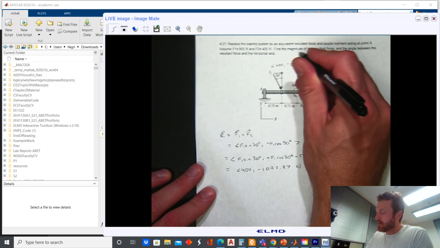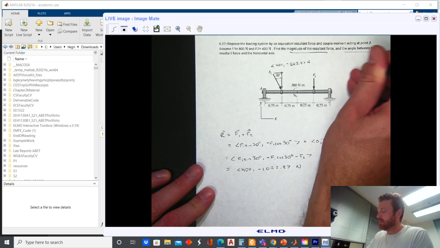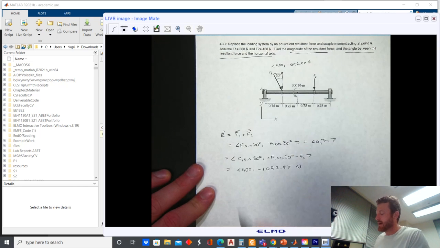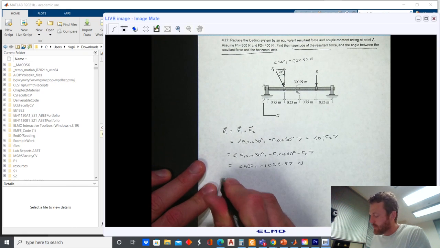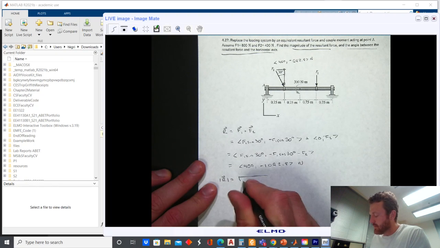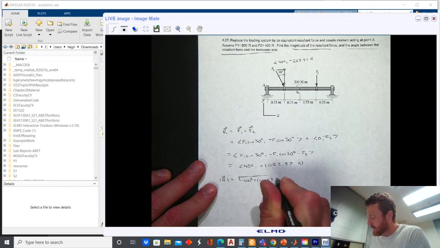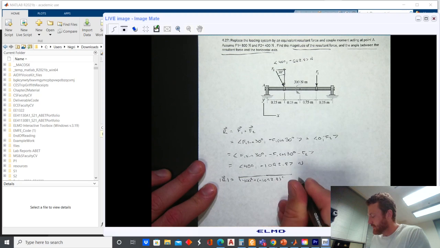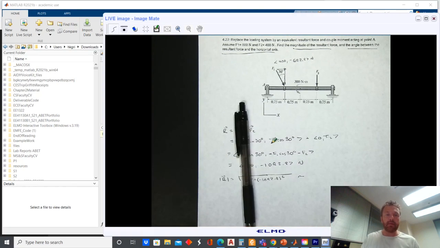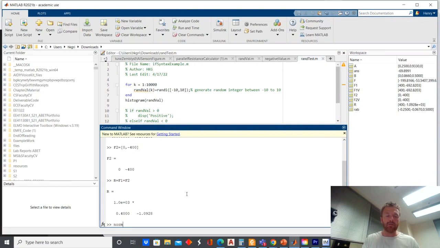So if you notice, what's the magnitude of this resultant force and the angle it makes with the horizontal axis? In order to get its magnitude, just take the square root of the sum of the squares. When you square a negative, you get a positive, but I'll show it that way anyways, that way you don't forget. And remember, in the last example problem, I told you could do that operation in MATLAB by just the norm operation.